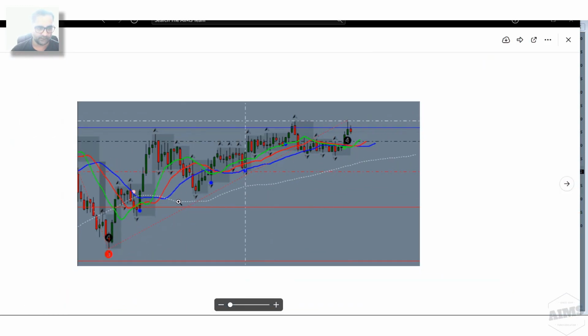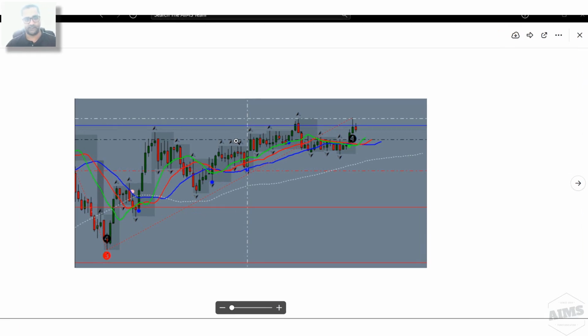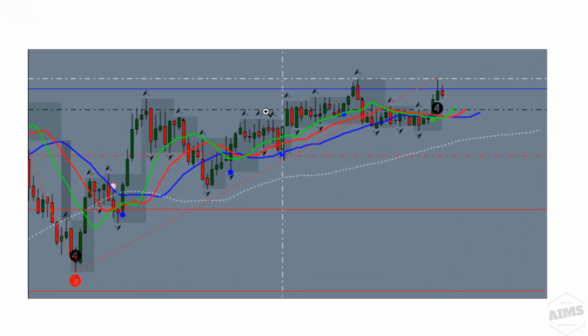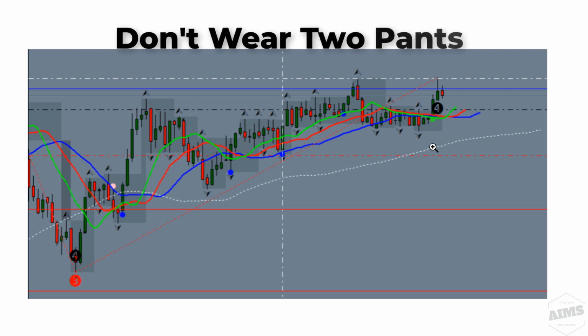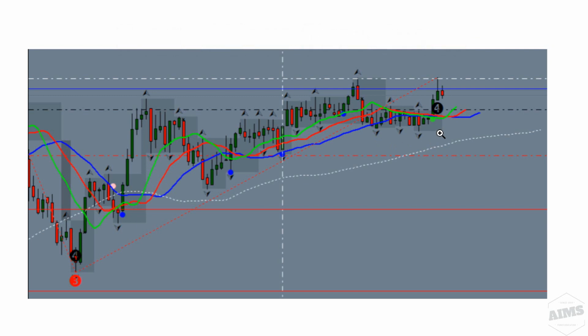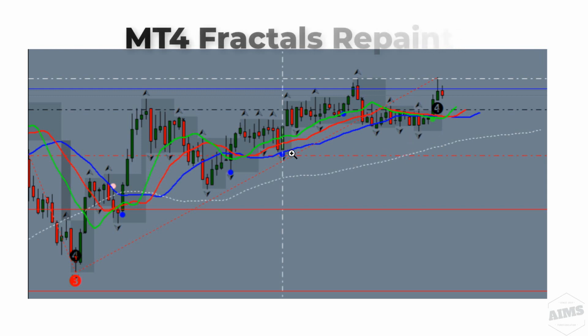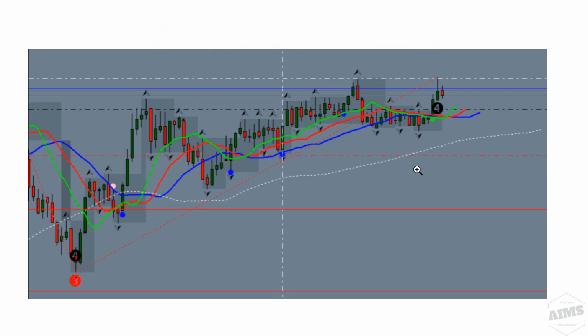So here's the chart where for some reason he's having the fractals and the box at the same time. He tried to explain it, but I didn't really understand why it's there. This is just like wearing two underwears, right? Because one is box, one is fractal. It's the same thing, only box is better because it doesn't do preemptive fractals, so it doesn't repaint. And these ones repaint. So the code for fractals in the MT4 is not good.